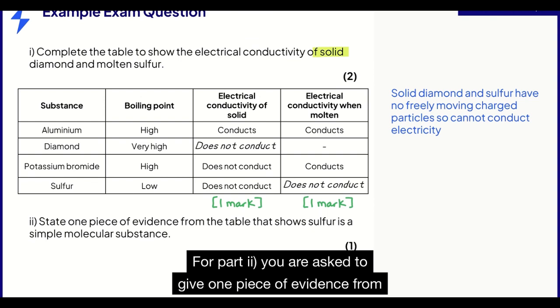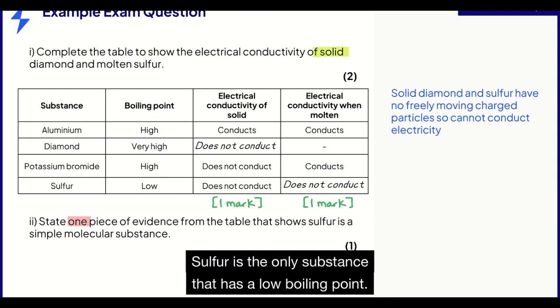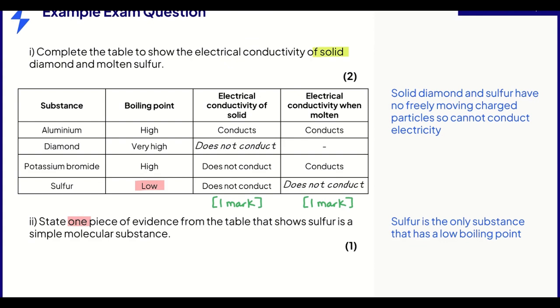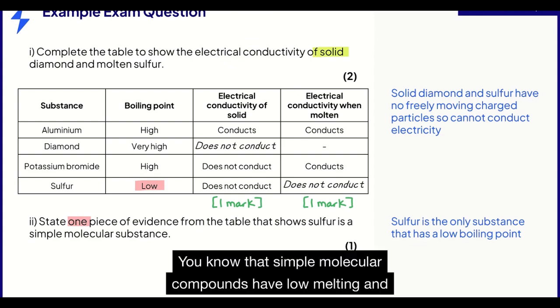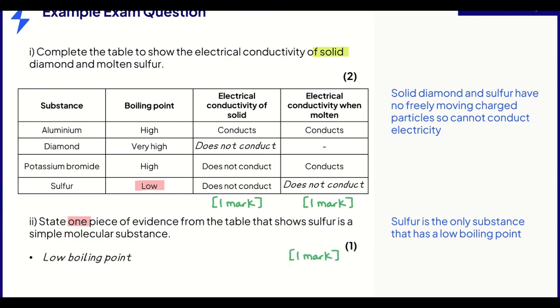For part 2, you are asked to give one piece of evidence from the table that shows that sulfur is a simple molecular substance. Sulfur is the only substance that has a low boiling point. You know that simple molecular compounds have low melting and boiling points, so this is the piece of evidence that will gain you the mark.